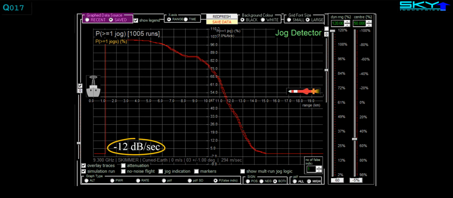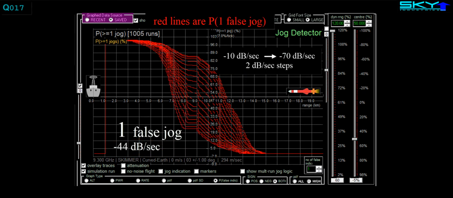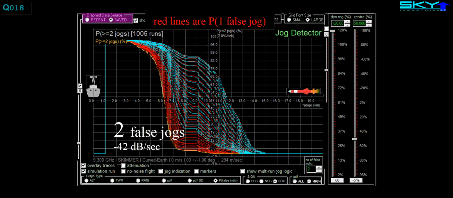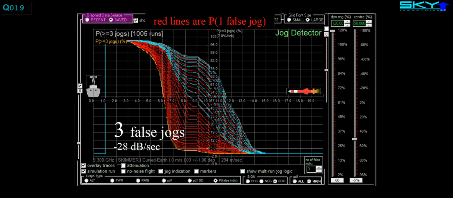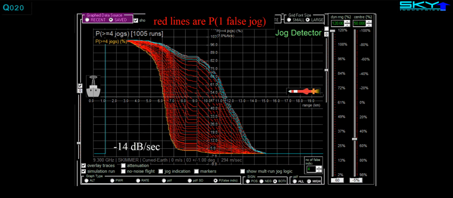So here are the graphs of probability of observing at least one false jog indication as a function of missile range for power rate threshold from minus 10 dB per second to minus 70 dB per second in 2 dB per second steps. And here's the probability of observing at least 2 false jog indications. And 3. The basic idea here is to give a sense of the effect of the number of false jogs on the probability curves. And 4 false jog indications.